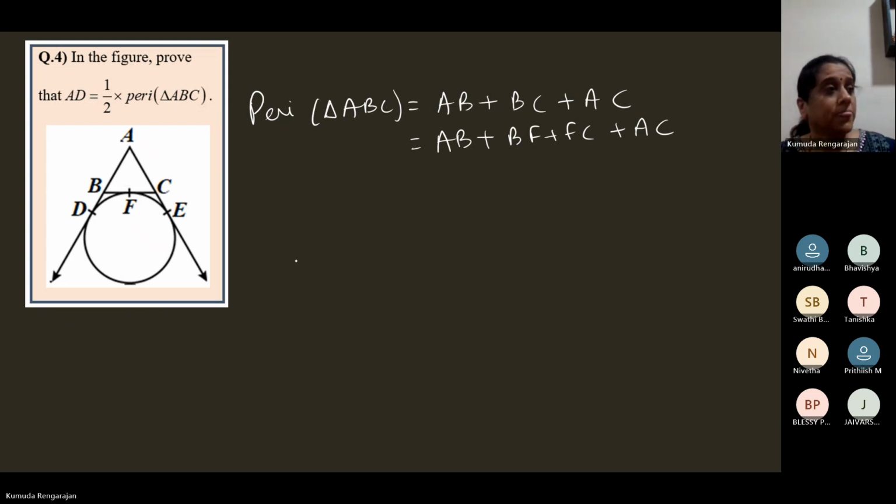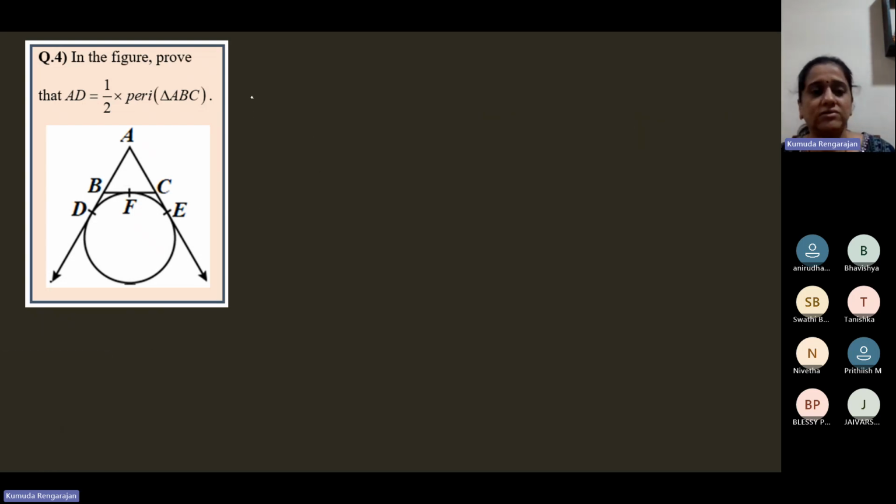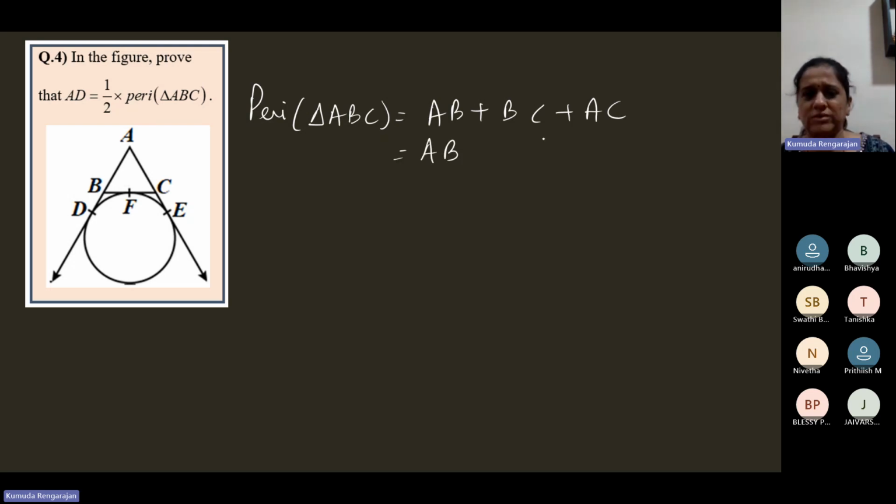Okay, AB is not equal to AC, children. AD is equal to AE. So I said start with, let me write again: perimeter of triangle ABC is equal to AB plus BC plus AC. Now AB is AB, AC is AC. BC can be written as BF plus FC.